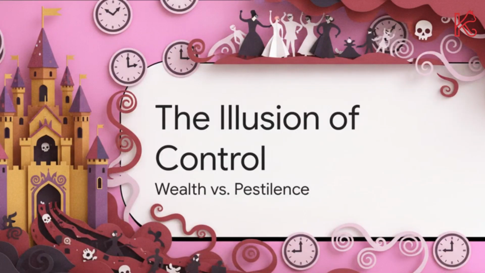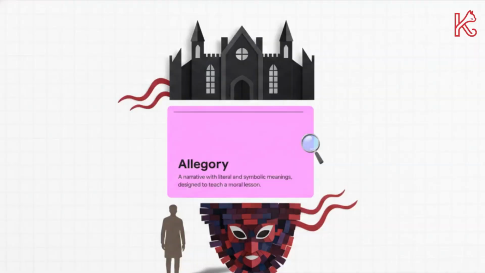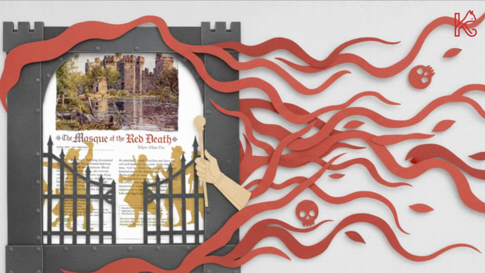So, Section 1, the illusion of control, wealth versus pestilence. To truly decode Poe's visual vocabulary, we have to establish one absolutely crucial concept right off the bat. This entire story is a masterful architectural allegory. Now, an allegory operates on 2 levels, right? There are the literal events, and then there's the deeper symbolic meaning. In this tale, literally every simple brick, color, and shadow is designed to teach a philosophical lesson about the human condition. The literal story begins with Prince Prospero.